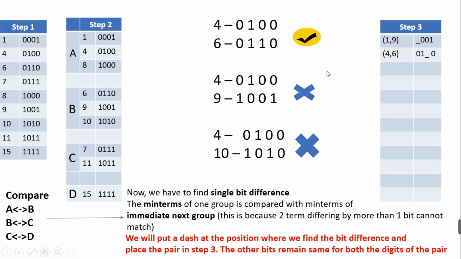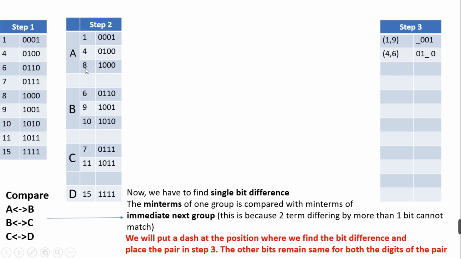So how can we actually do it? The difference was found at the third place from the left side. Here you can see that at that specific position we have put a dash, and all other numbers actually remain the same. So this is what we get for the pair of 4 and 6. We'll continue our checking for 8 now.